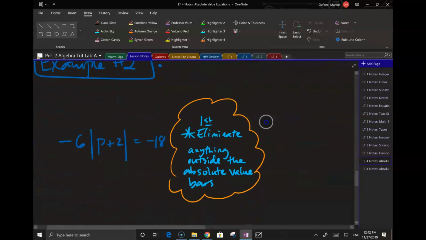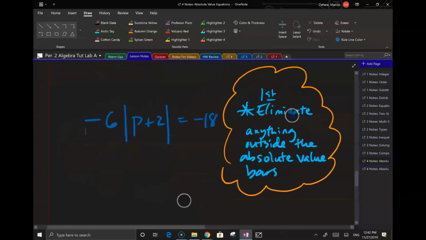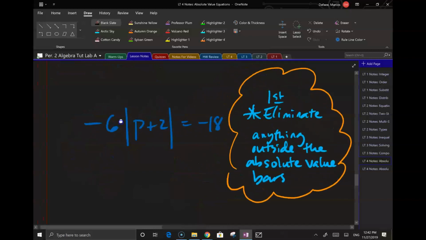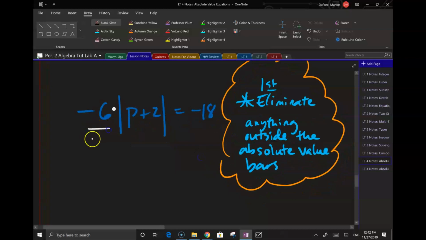Here in example 2, we have not only something on the inside over here, but we also have something on the outside. Now, a rule of thumb is any value that is outside the absolute value must first be eliminated. All right, so let's take care of that first. To know what's going on out here, we have to simply use our equation solving skills. This is being connected by multiplication, and therefore the inverse of that would be division. So I'm going to divide by negative 6 on both sides. Remember not to do that on the inside. This is only exterior things.